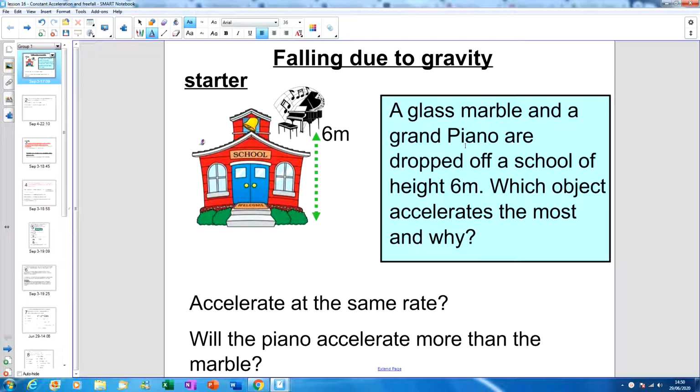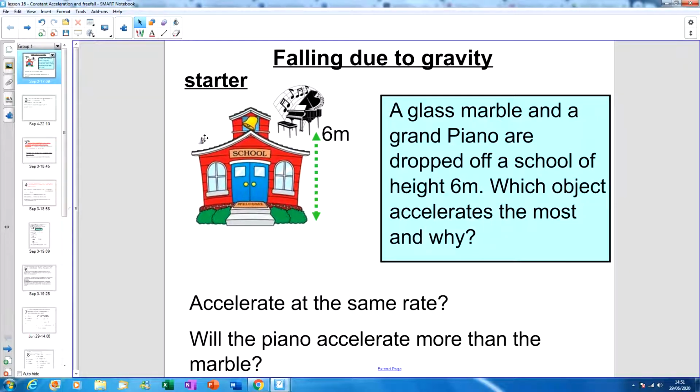So something to think about. You can pause the video to do this, but a glass marble and a grand piano are dropped off a school with a height of 6 meters. Which object accelerates the most and why? So do you think the marble hits the ground first? Or do you think the piano would hit first? Just pause the video and write down your answer.